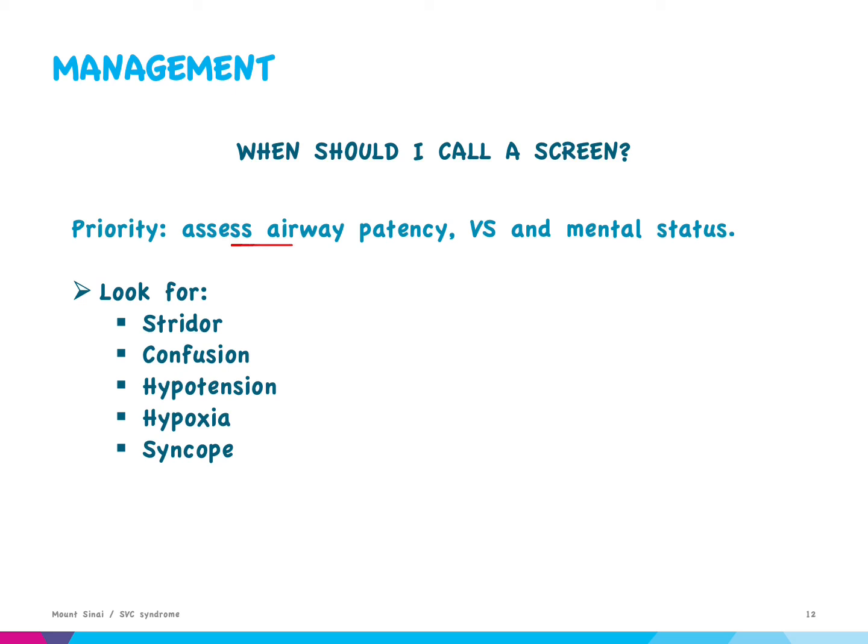So assess always airway patency, look for stridor, look for confusion, so assess the mental status of the patient. Vital signs, we said that the obstruction of the SVC can cause hemodynamic instability. So hypotension or hypoxia, these are all signs and symptoms that will have to maybe make you think about calling a screen.